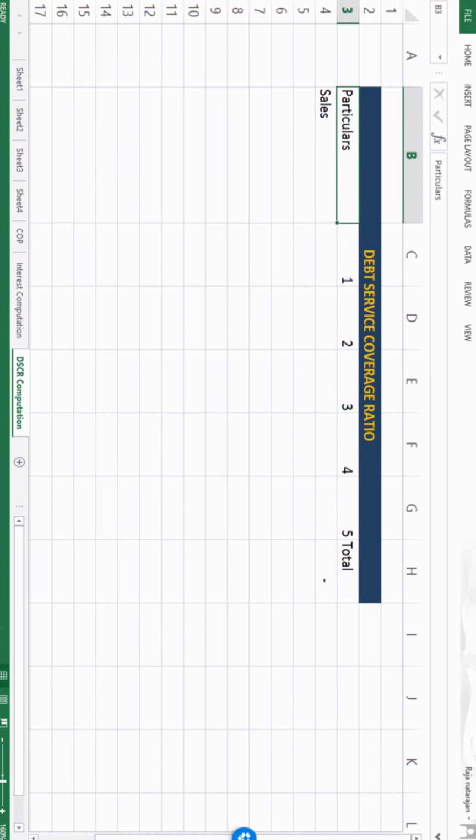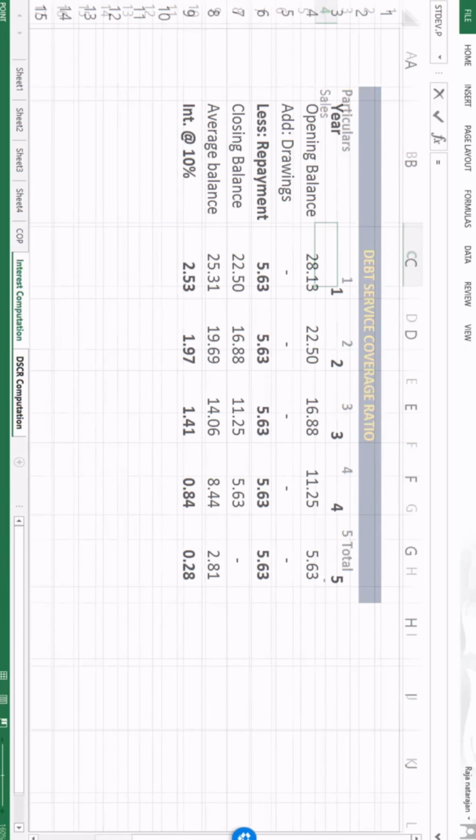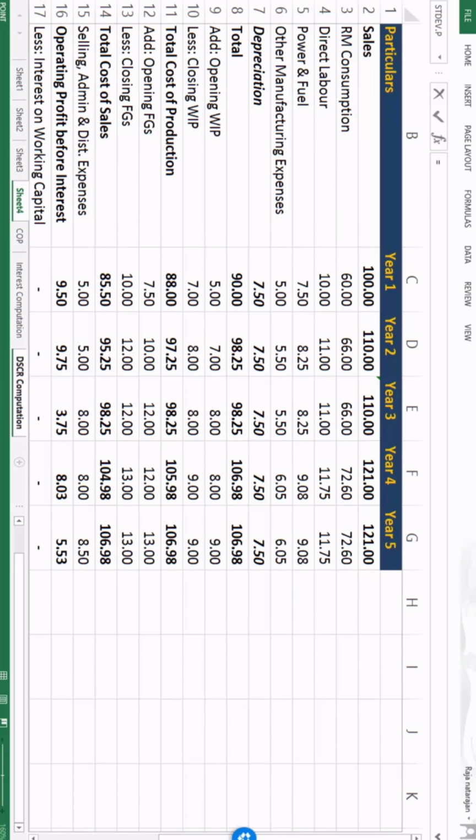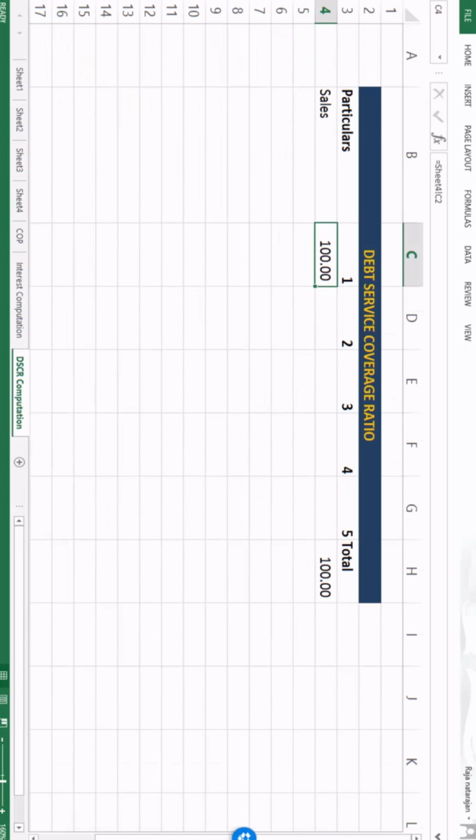So here we have the particulars: year 1, 2, 3, 4, 5 and total. Now for understanding's sake, let's capture the sales for all the 5 years. So year 1 it's 100 and we have the corresponding total over here. Year 2 is 110, year 3 110, year 4 121, year 5 121. So the total sales is 562.